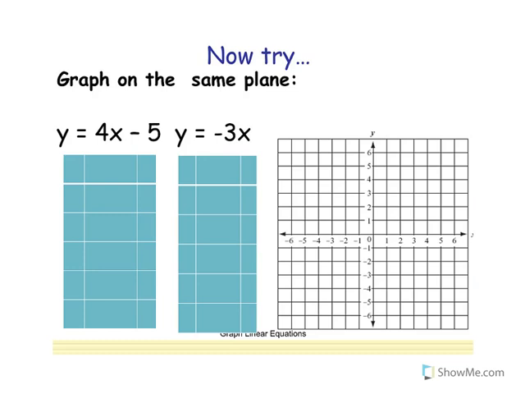Your now try. So you've got 2 different graphs, and I want you to do them on the same plane. That means on that same grid that you're going to make now, you're going to draw both of these lines. Okay, so let's see how we did.